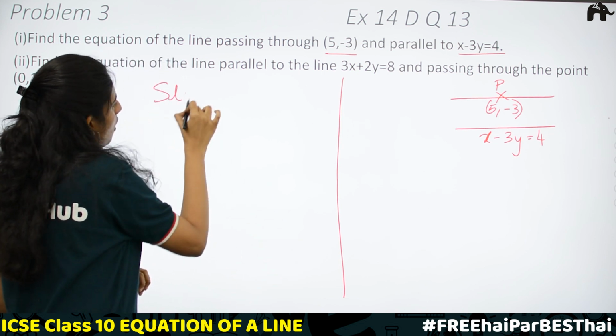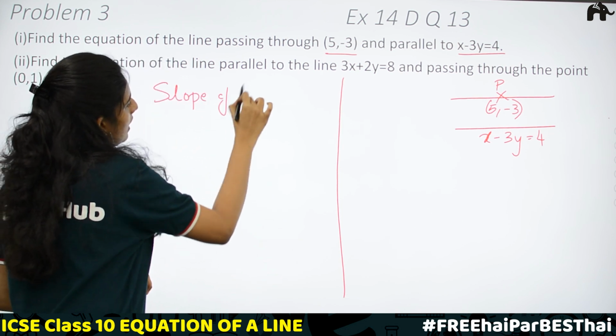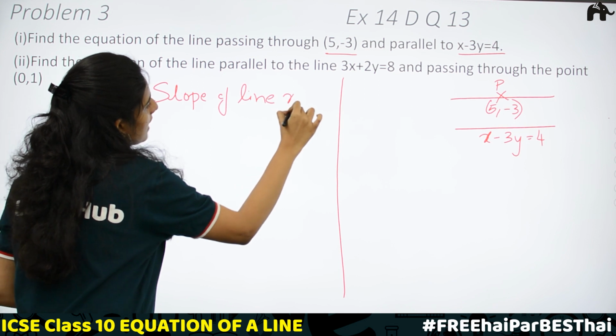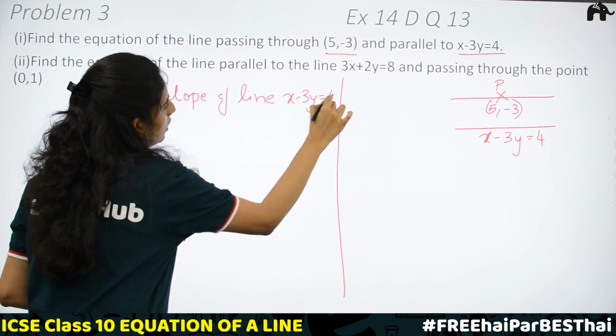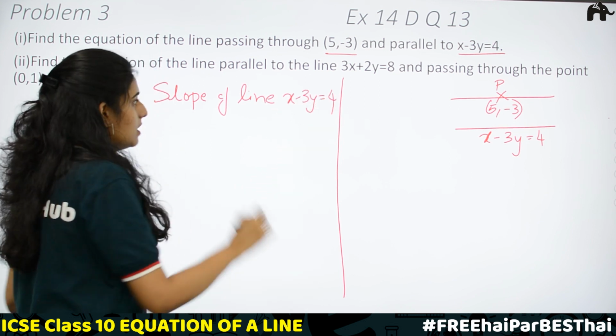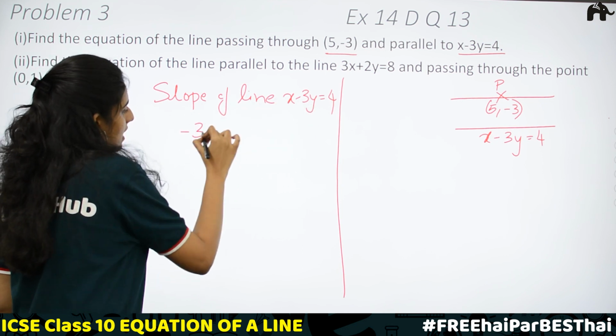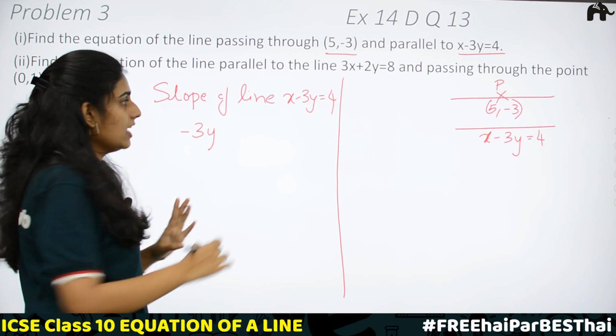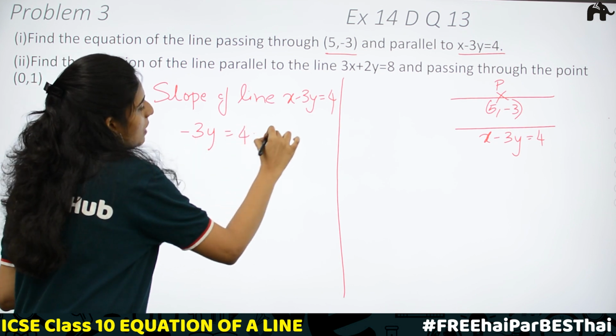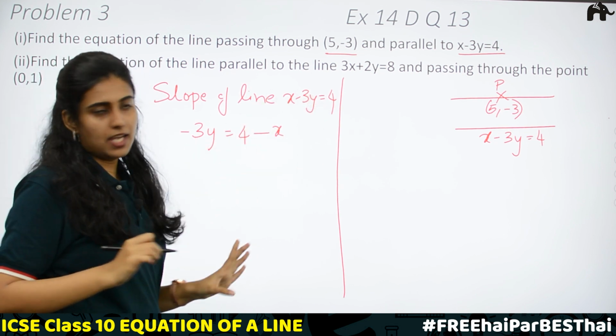Therefore, the slope of line x minus 3y is equal to 4 is what we are going to determine first. Keep the y containing term on the left hand side. We have minus 3y is equal to 4 minus x. x becomes minus x.